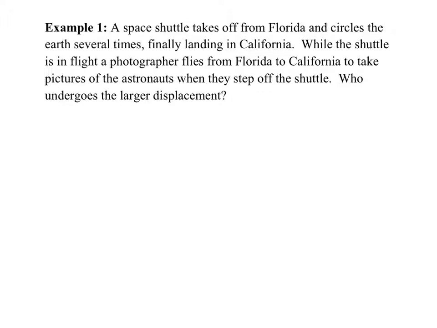Again, the distance traveled for these two scenarios, the astronaut and the photographer, these two objects in motion, are not the same. So the astronauts clearly travel a much longer distance because they circumnavigate the Earth several times before landing in California. Now, the idea of distance and displacement is really, really important, and we're going to keep going with this for the next example, okay? So let's go right into the next example.